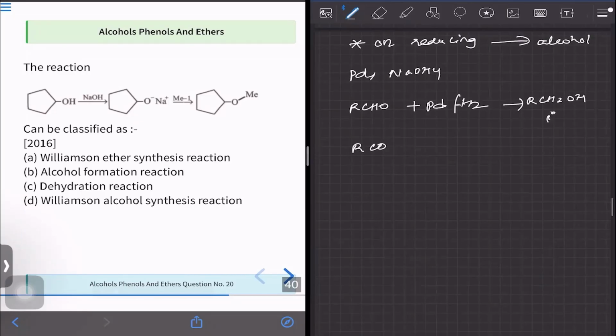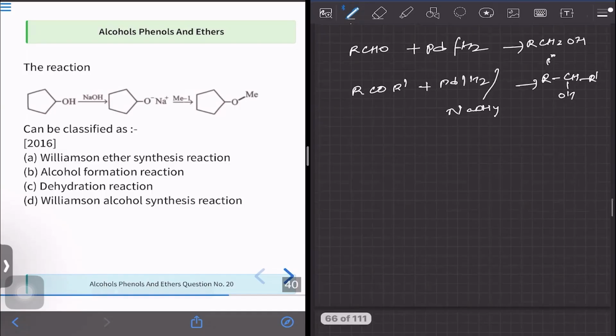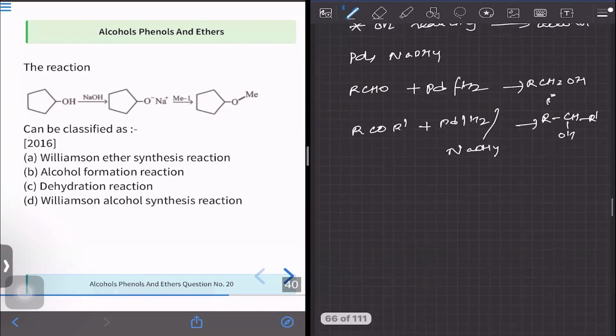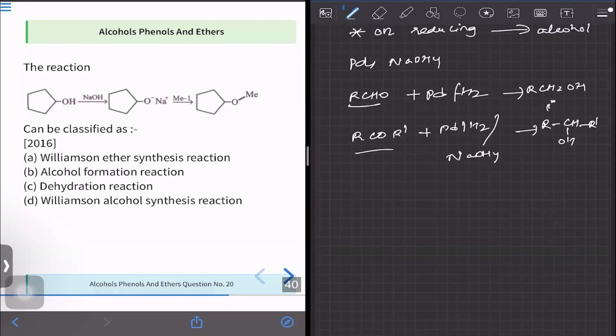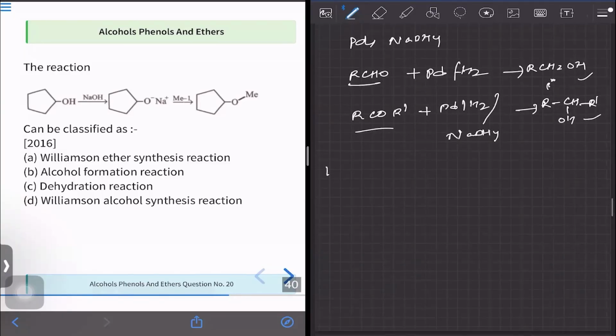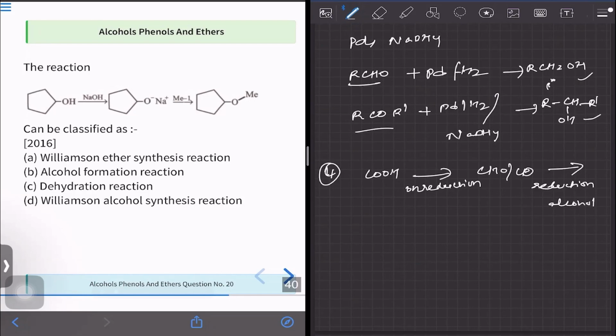Whenever a ketone reacts with palladium and H2 or NaBH4, it produces a secondary alcohol. On reduction, carbaldehyde and ketone produce alcohol. This is another method of production. And from COOH, we all know on reduction it also produces aldehyde and ketone. On further reduction, it produces alcohol. See, the end product of reduction of carboxylic acid is alcohol.